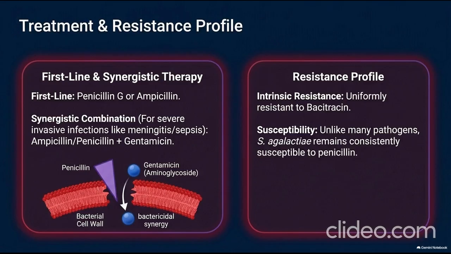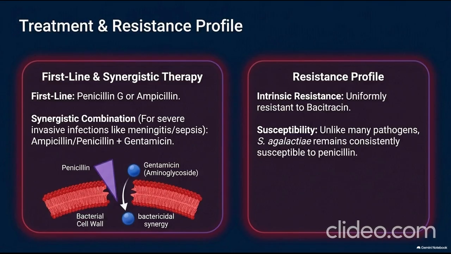High-yield board-style MCQs. Let's test your knowledge and lock in these points for your exams. Question 1. A 4-day-old male infant born at 34 weeks of gestation presents with grunting, tachypnea, and temperature instability. The mother had a prolonged rupture of membranes lasting 28 hours. A blood culture grows gram-positive, catalase-negative, oval-shaped cocci in pairs. Which of the following biochemical profiles is most consistent with the causative organism?